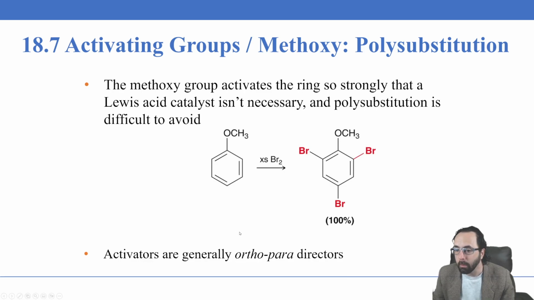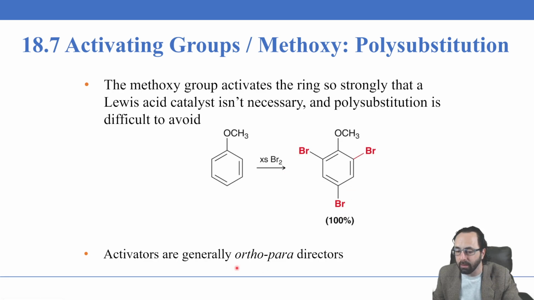Now, the methoxy group activates the ring so strongly that often you don't even need the Lewis acid catalyst, such as AlBr3. In the case of the bromination, we can simply use bromine, without any other catalyst, if we have a methoxy group. Unfortunately, we're going to get significant halogenation at both the ortho and the para direction.